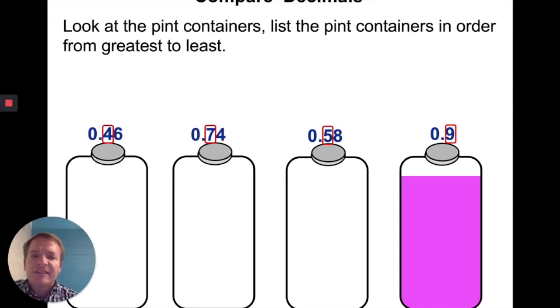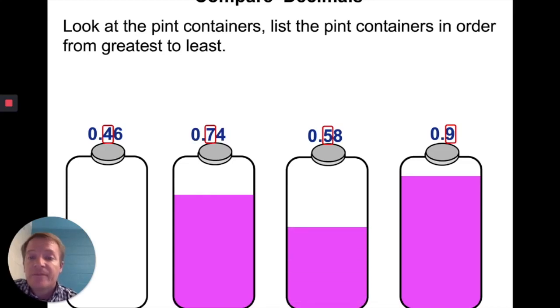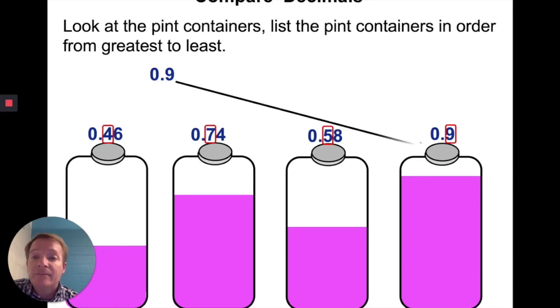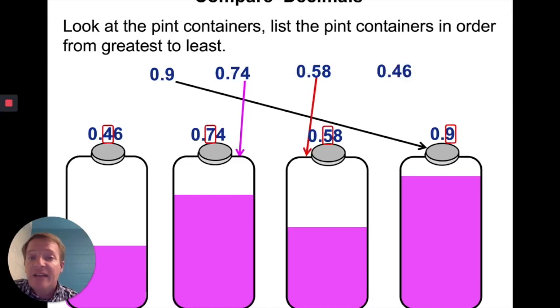What comes next? The biggest number now out of 7, 5, and 4? 7. Now we have 5 and 4. Which one's bigger? 5. And that leaves us with 4. So it should be 0.9, 0.74, 0.58, and 0.46. So that's order from greatest to least.